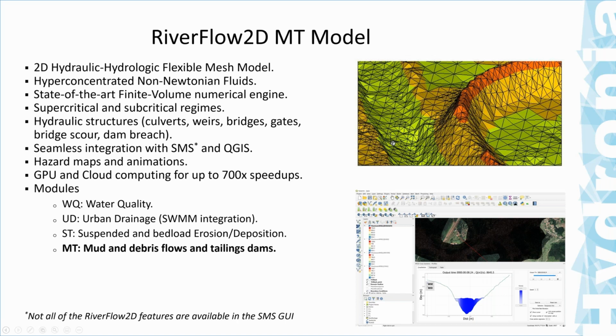We provide 3 different optional modules: the water quality, the urban drainage that is integrated with EPA SWMM. We recently released the GPU version for the UD urban drainage module, the suspended and bed-load erosion deposition ST module, and last but not least, the MT Mud and, we'll still call it Mud, Debris Flows and Tailings Dam module. So it's the new module I'll be discussing today.